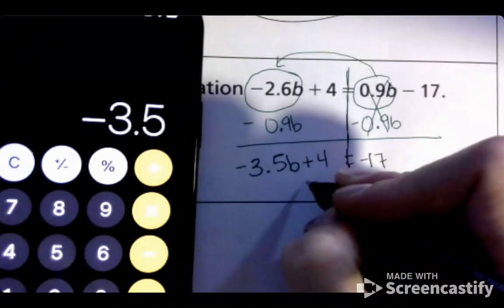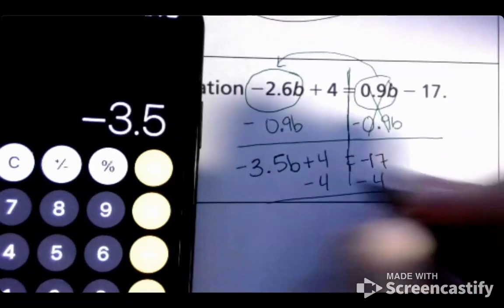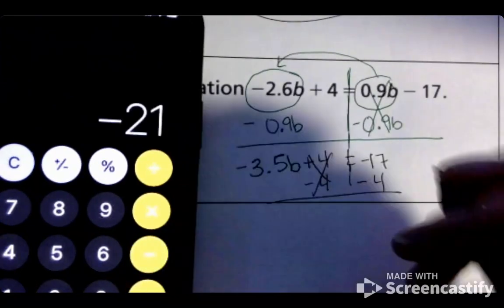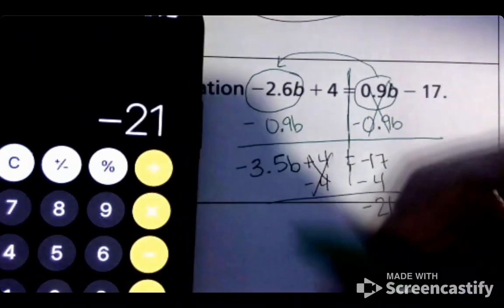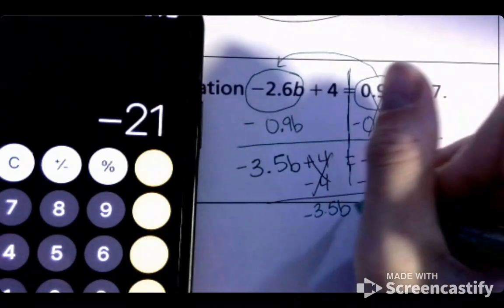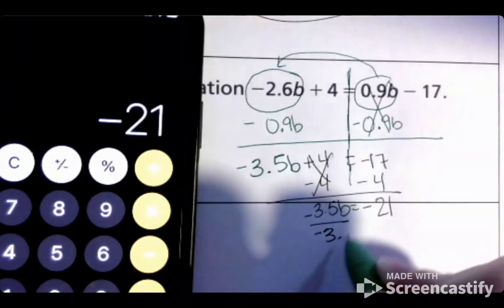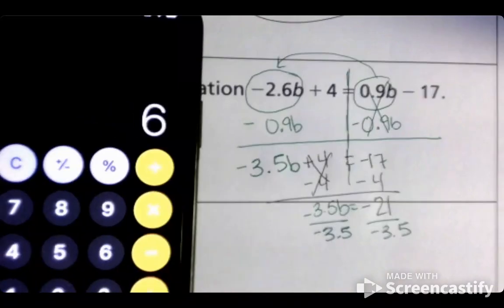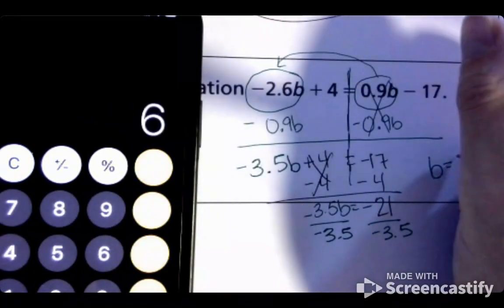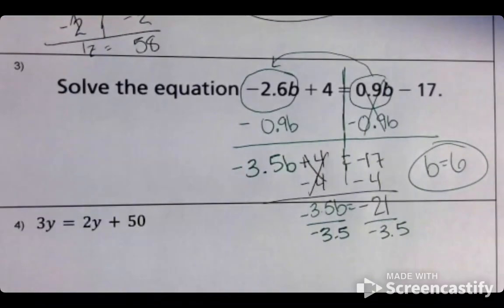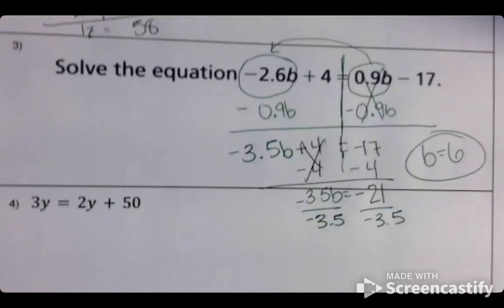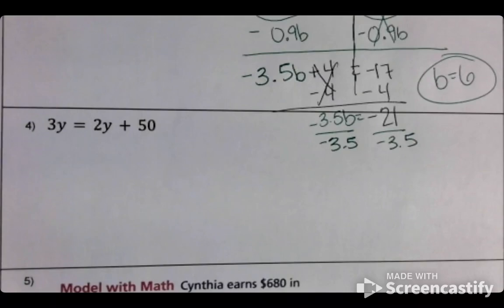From there, we should have no issues. Minus 4, negative 17 minus 4 is negative 21. I still have my negative 3.5b. Going to divide by negative 3.5. And b equals 6. Okay? While number 4 looks different, I want you to still try it. I promise it's not as bad as it looks.